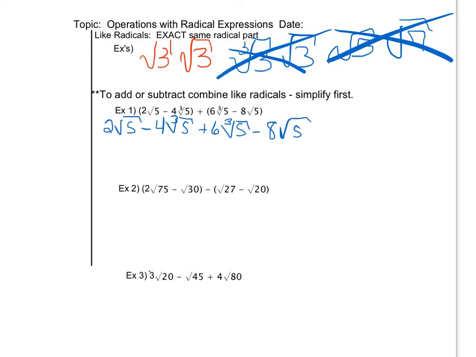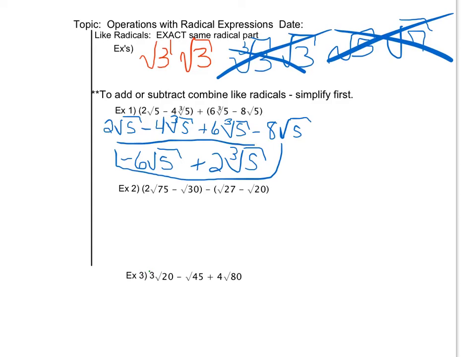And now from here, just like I say 2x plus 3x is 5x, and I don't change my variable part, I'm going to say 2 times the square root of 5 and negative 8 times the square root of 5, which are like terms because they have the exact same radical part, is negative 6 square root of 5. And negative 4 times the cube root of 5 and positive 6 times the cube root of 5 is going to be positive 2 times the cube root of 5. Even though these are both 5, since they have different indexes on the radicals, I'm not going to be able to combine them in any way, giving me this for my final answer.